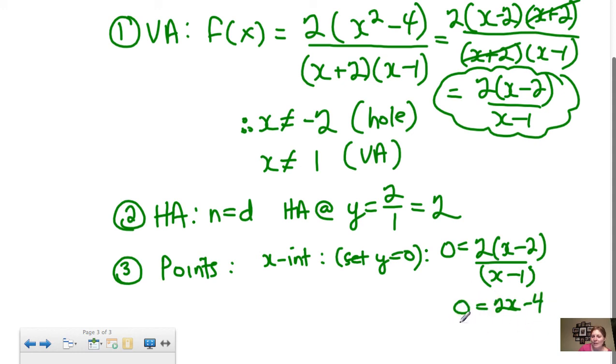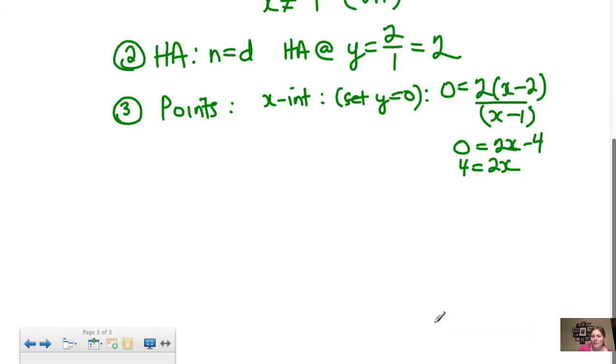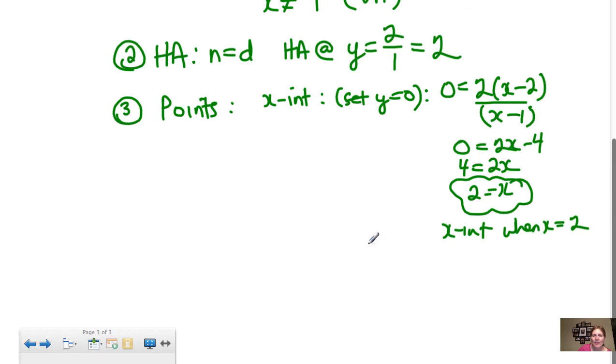Solve for x, so I'm going to have 4 is equal to 2x. So x then is equal to 2. So therefore I know I have an x-intercept when x is equal to 2. And that'll help me with a point.